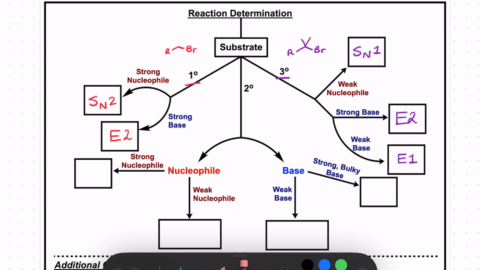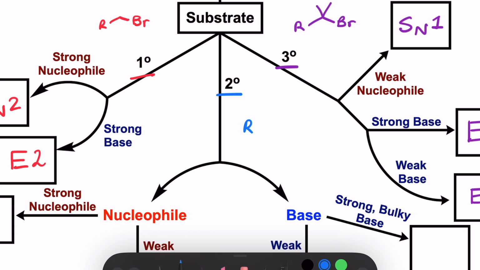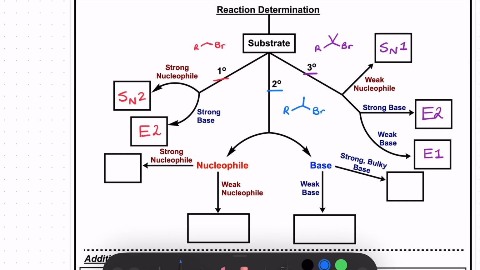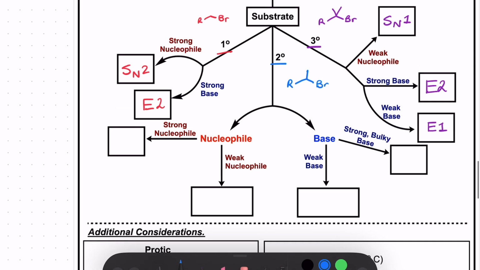Okay, so now we get to arguably the most convoluted one, and that is secondary. Secondary alkyl halides are infamous in undergraduate organic chemistry courses because they can undergo all four. Right? At least for primary, it was only the bimolecular reactions, and for tertiary, we know SN2 isn't going to happen. But for a secondary alkyl halide, we can have any of the four.